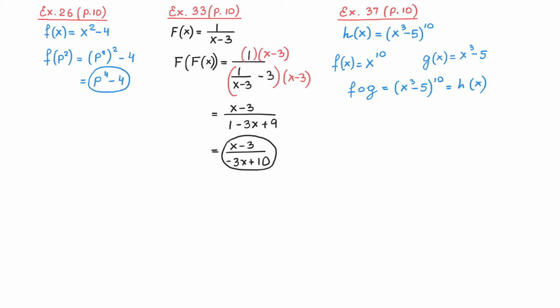So the possible choices for f and g are f of x equals x to the power of 10 and g of x equals x cubed minus 5. Now, because g represents a polynomial and f is also a polynomial, then the domain of the h function will be any number from positive infinity to negative infinity.